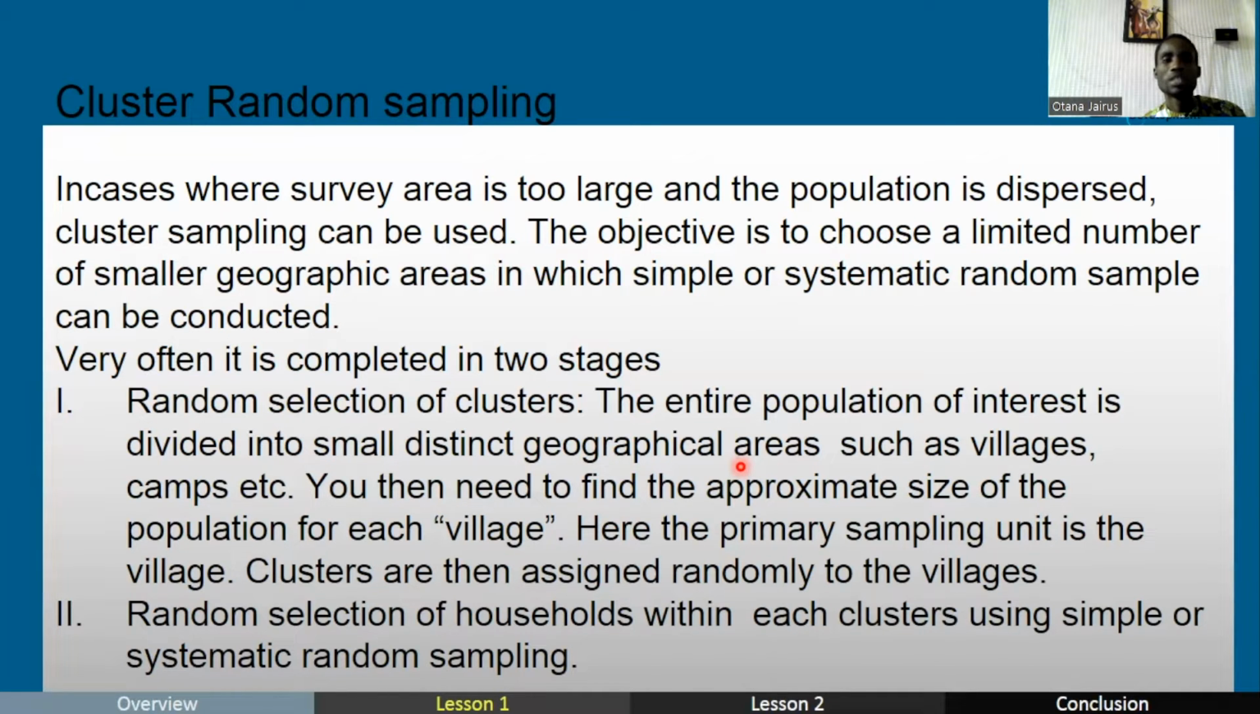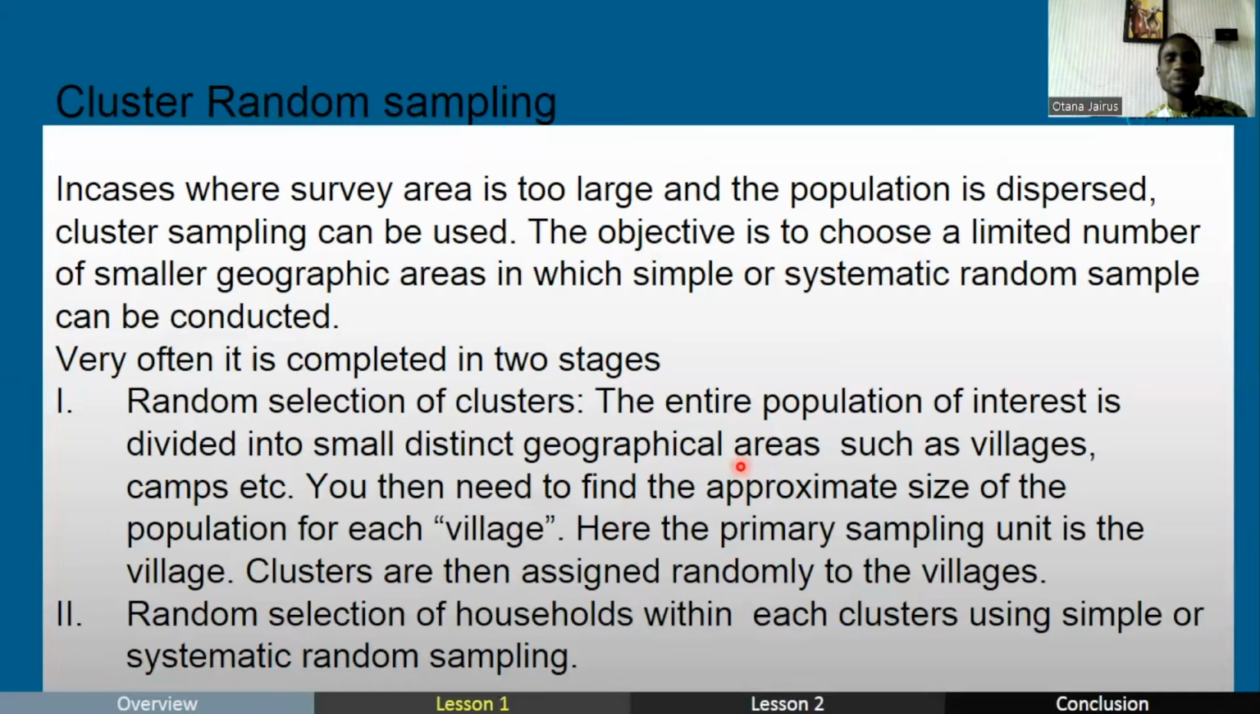In stage one, there is random selection of clusters. The entire population of interest is divided into smaller distinct geographical areas such as villages, camps, etc. So we have seen that cluster random sampling is used when the population is very large and dispersed. Some people desire to use a geographical area such as a village. From that village, you find the qualities or the representation of that village. You then need to find the approximate size of population for each village. Here, the primary sampling unit is the village. So clusters are assigned randomly to the villages, okay?